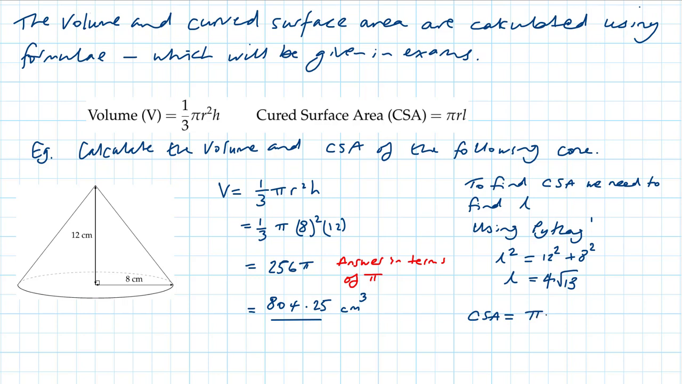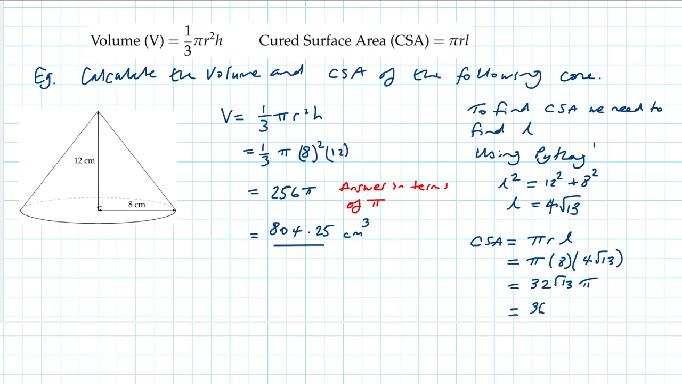Now the curved surface area, pi r l, there's our formula for it. Substitute our values into it. We can give our answer in terms of pi, so 32 root 13 pi, and as an answer to 2 decimal places, as we've got here. And notice that's an area, so it's centimetres squared.